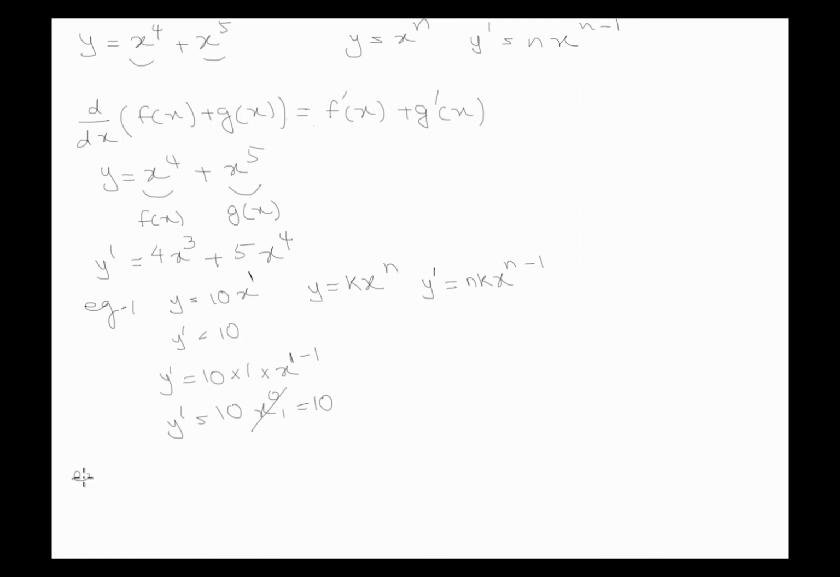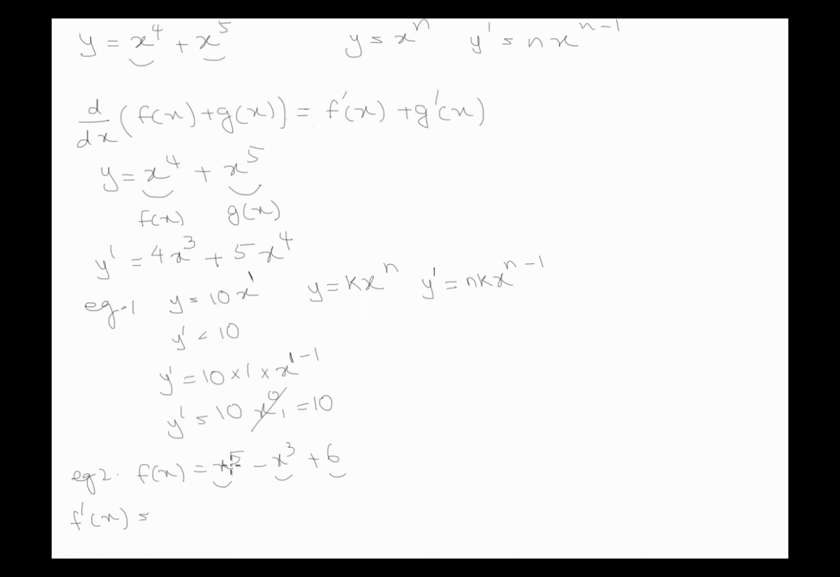Okay, let's look at another example, example 2. Here, let's say we have a function f(x) equals x to the 5 minus x to the 3 plus 6. What we're trying to do here is differentiate this function and find f dash x. So remember, here you have three different functions being added together. The first two functions are in this format. The last function is a constant. Okay, so we'll do these two first.